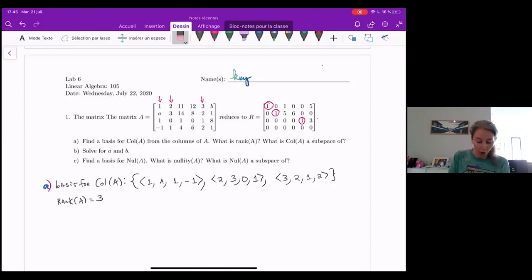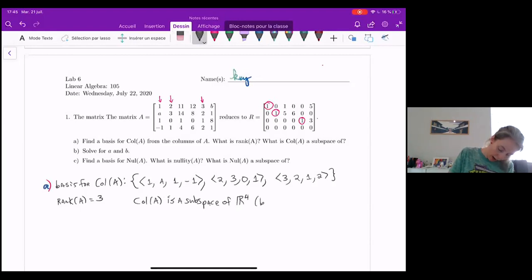Now there are 4 rows, so the column space is a subspace of R4. Subspace of R4, and this is because 4 rows. So remember, when we're looking at what the column space is a subspace of, we look at the number of rows. Now, you're not asked this, but we know that 3 vectors spans a rectangular prism. So basically the column space is a rectangular prism in R4.